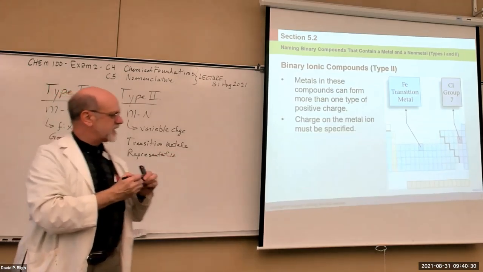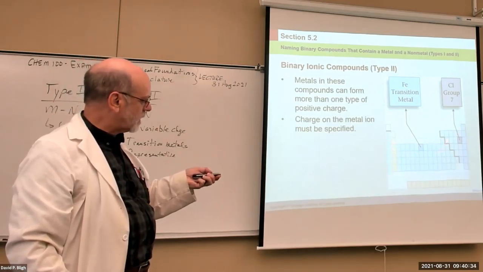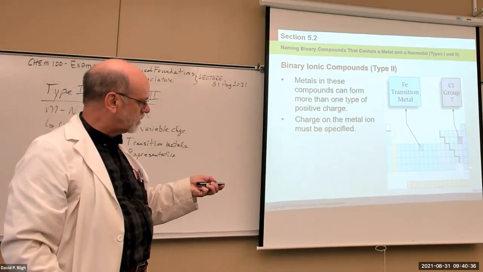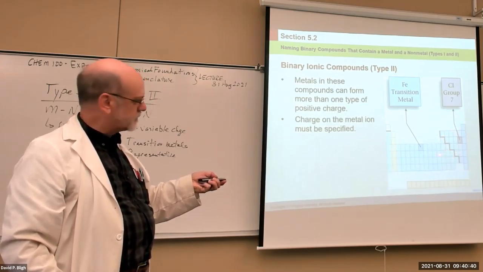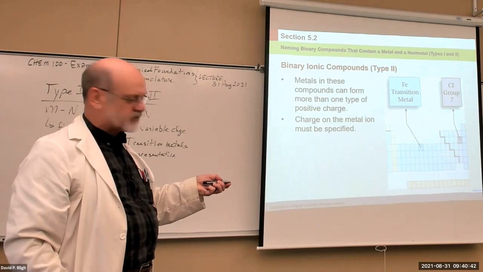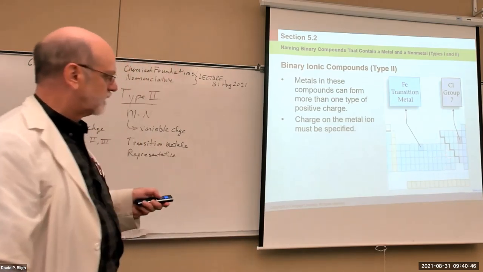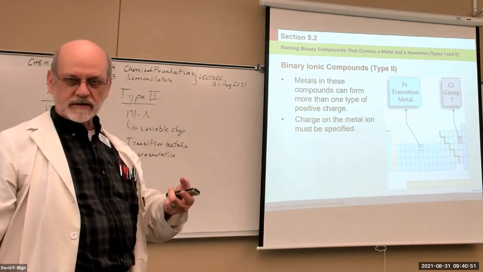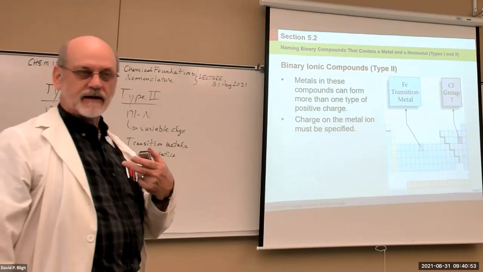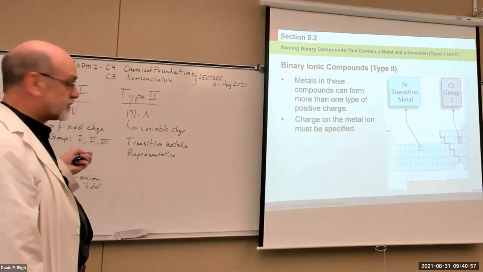Elements. Representative elements are the ones that are in these first 2 columns and all of these over here. So right in here, they're not transition elements, but they do have the potential for multiple charges, some of them. Like, for instance, lead. Lead can be a 2+ charge or a 4+ charge. Tin, Sn, can be a 2+ charge or a 4+ charge. So it would fit in this type 2 category.